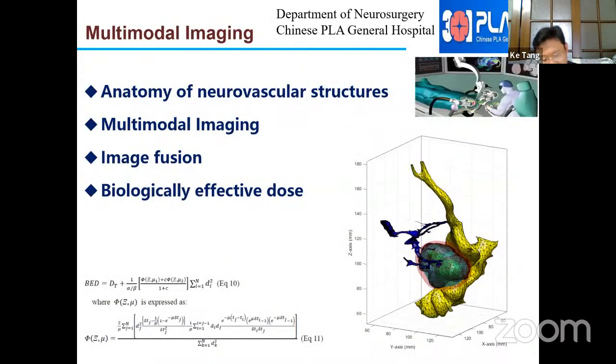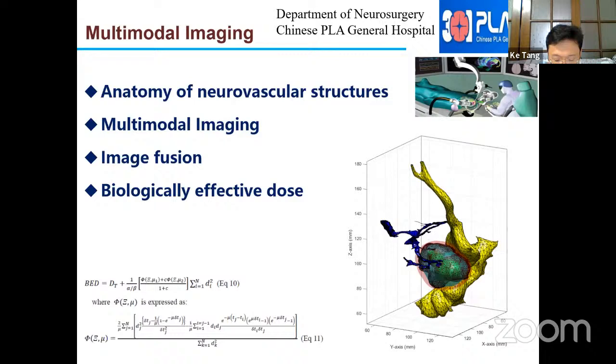In summary, multimodal imaging with image fusion can be used to show the microsurgical anatomy of neurovascular structures and set sufficient dose to treat lesions and make dose protection for the neural function. The protection of neurovascular structures depends on the pair of neurovascular tolerated radiation dose and lesion effective control radiation dose.